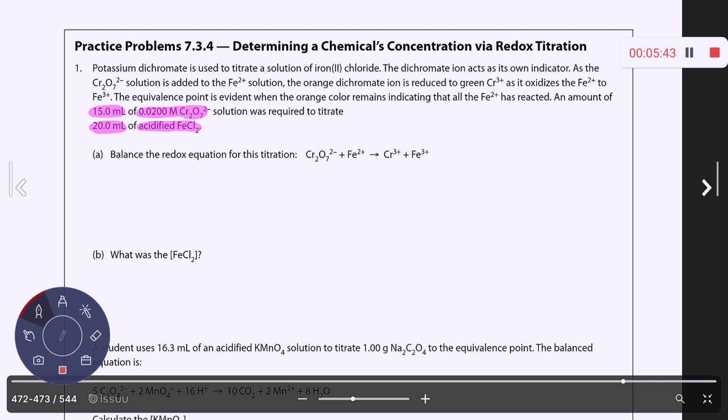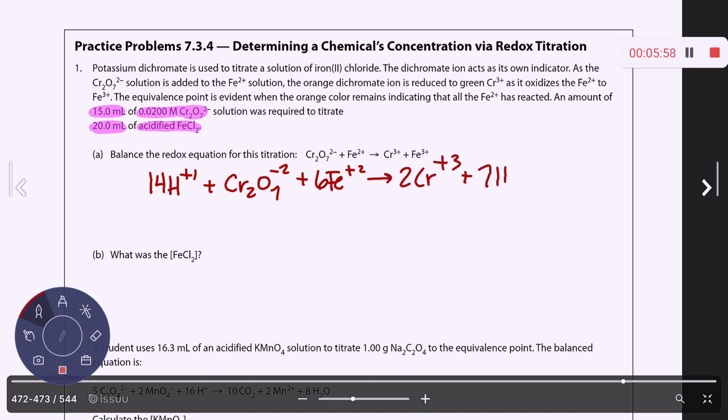Yeah. Okay, so this is going to end up being 14 H+1 plus Cr2O7 plus 6 Fe+2, 2 Cr+3, 7 waters, and 6 Fe+3. Okay, so I've got 15 milliliters of this at 0.02 molar, and then I've got 20 milliliters of this, and I don't know what the concentration is.